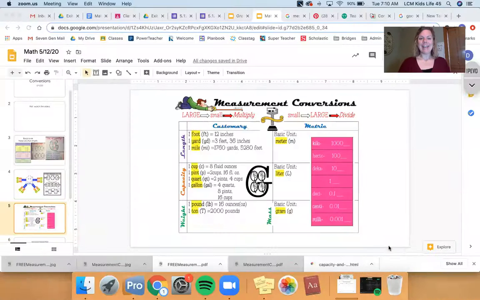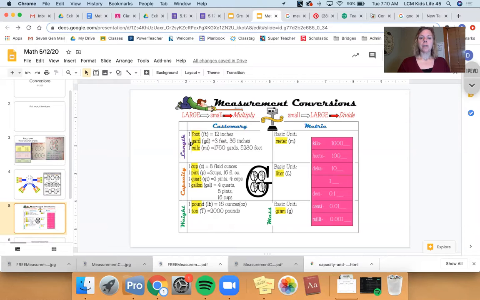Hey guys, we're going to be talking about measurements and conversions today. And we're going to talk about two different ways that you can work on those conversions. I'm going to share my screen with you really quick, and I'm going to go over the chart that we're really going to be focusing on today.